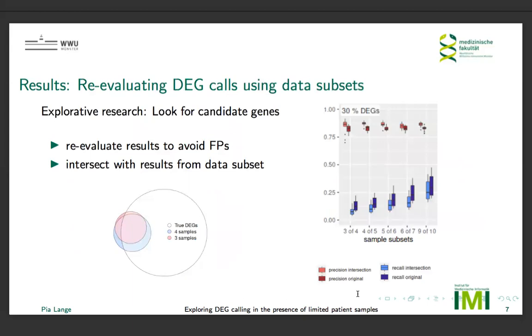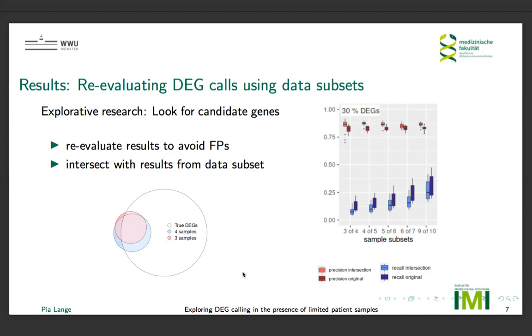As recall is the limit of small group sizes, researchers should not hope to gain extensive insight over all differentially expressed genes and networks. Instead, one can search for candidate genes to investigate later. To avoid selecting false positives here, DEGs should be re-evaluated. For example, this is done by ranking them by effect size. Another strategy we propose here is re-evaluating called genes by intersecting them with results from data subsets.